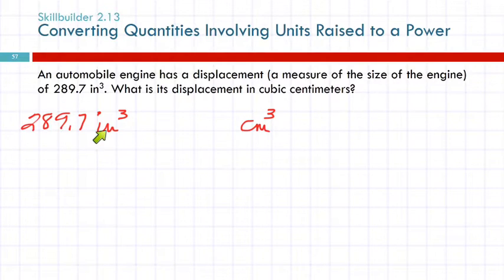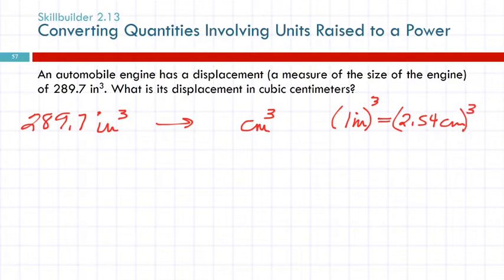When you're looking for a relationship between cubic inches and cubic centimeters, you're not going to find that in a table in the book. What you do is you first just ignore the exponent and say, do I know a relationship between inches and centimeters? Yes, I do. So I can do this in one step. I know that 1 inch is equal to 2.54 centimeters. So a cubic inch, I cube that, and I cube this, those are still equal.